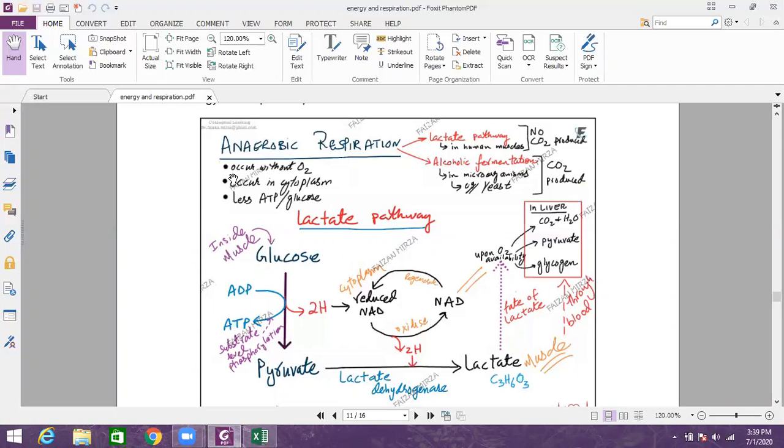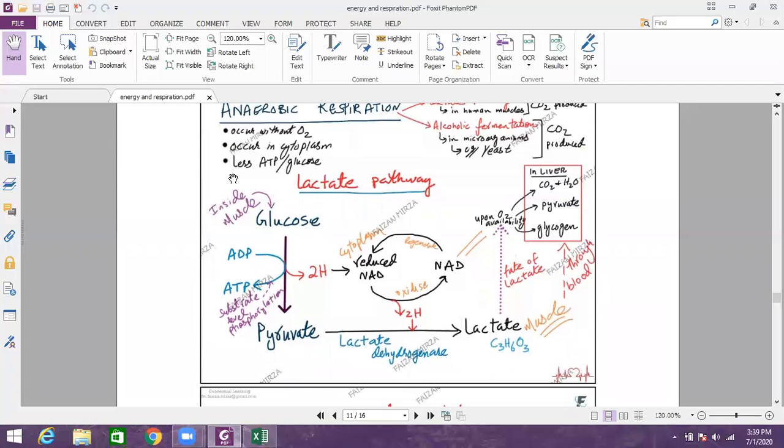Anyhow, what is lactate pathway? Lactate pathway occurs inside the muscles of a mammal, be it any mammal. Inside the muscles, glucose is there in the cytoplasm. It will be converted to pyruvate. You know, one glucose breaks into two pyruvate molecules and two hydrogens are removed and two ATPs are made.